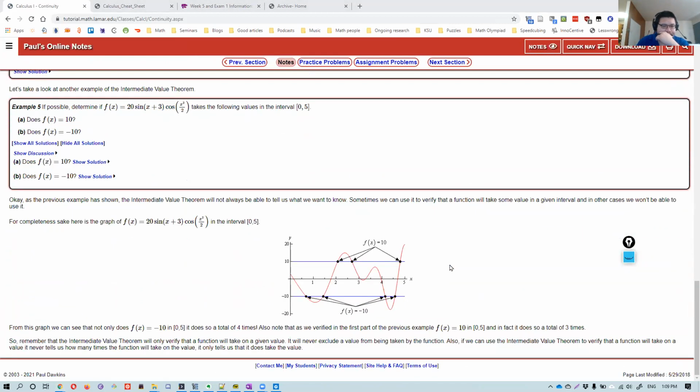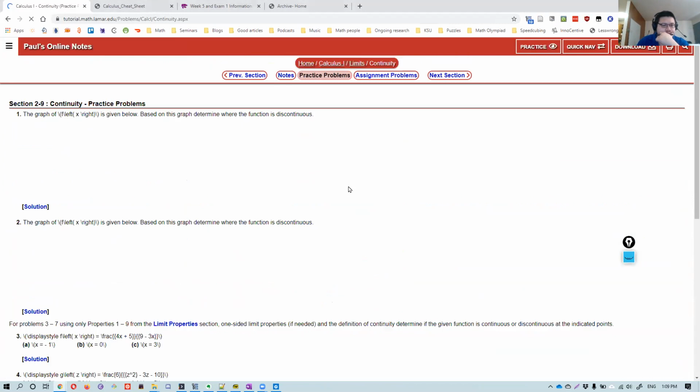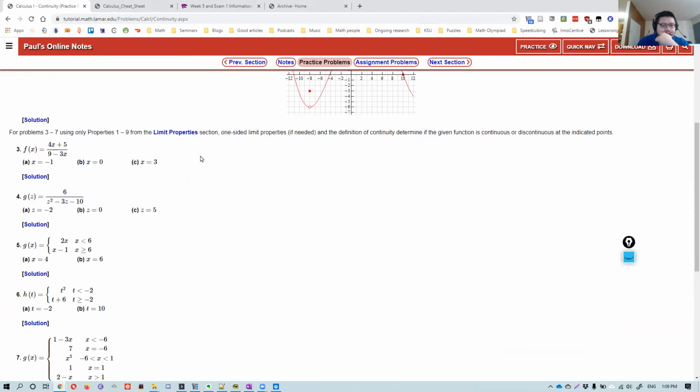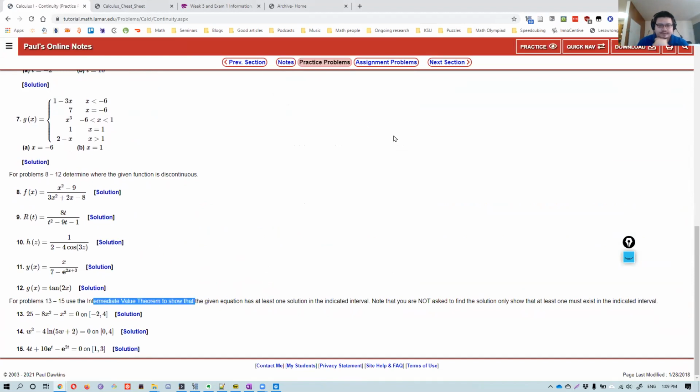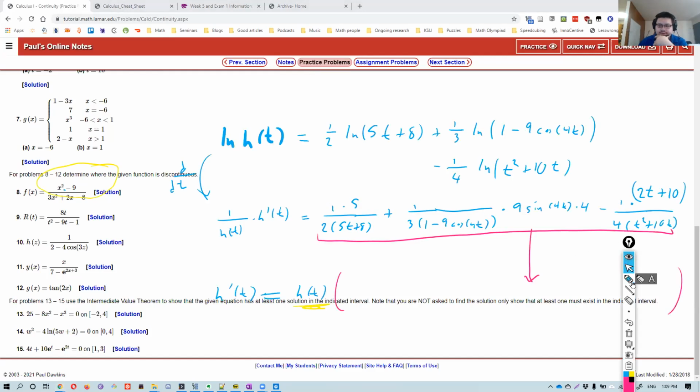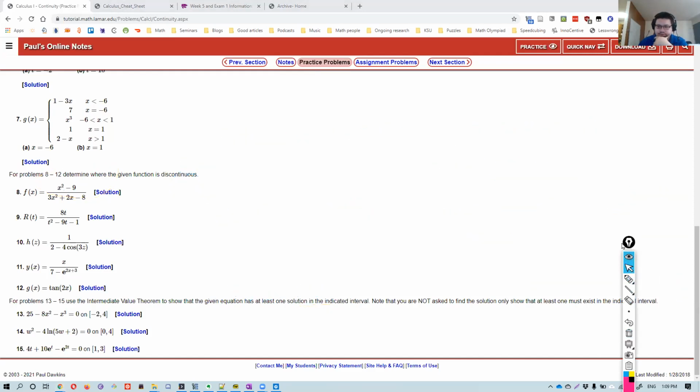Practice problems, continuity based, limit properties, discontinuous. Okay, use IVT to show stuff. Great, so I found it. I think I could do all of them. Which one do you want me to try doing? So 13, 14, 15. Which one do you want me to do?